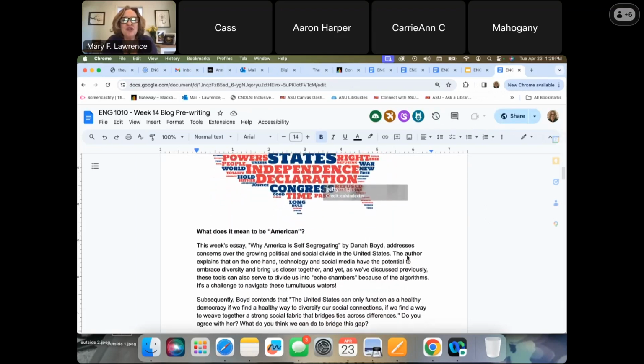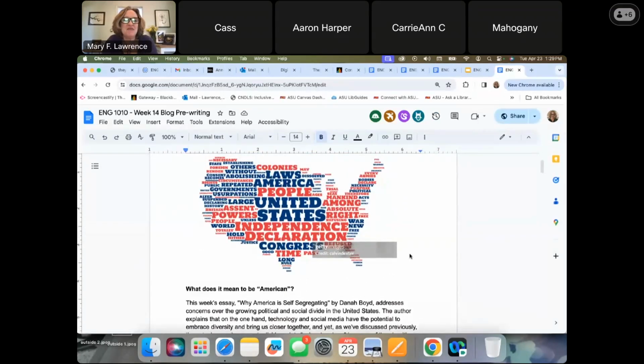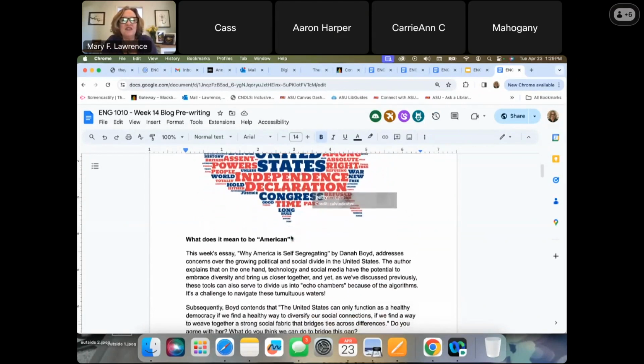So we started with that innocent question, what does it mean to be American? And this image of the United States has a lot of those different words as well.